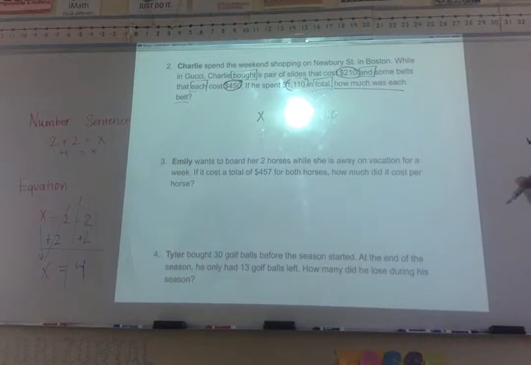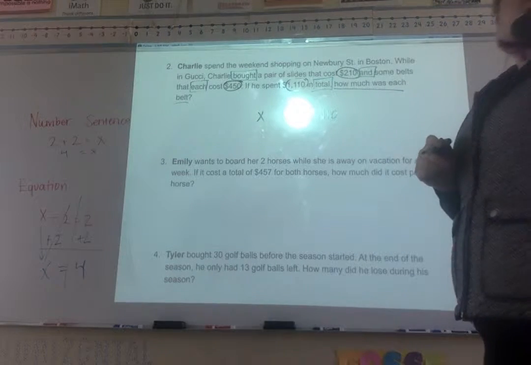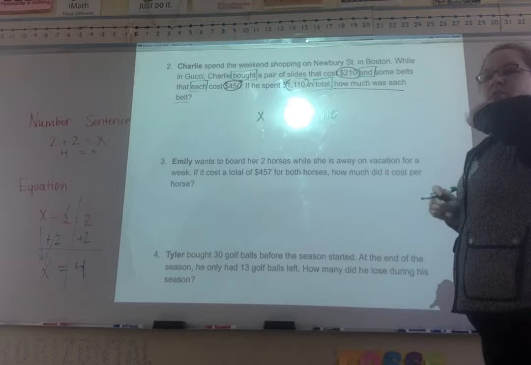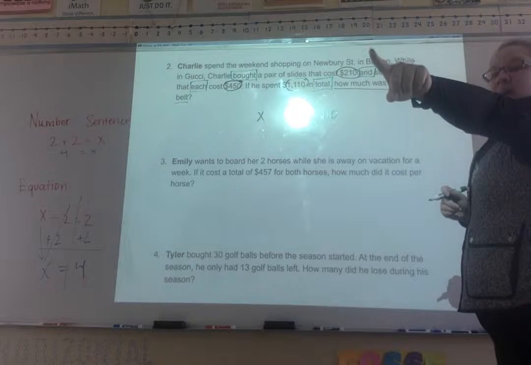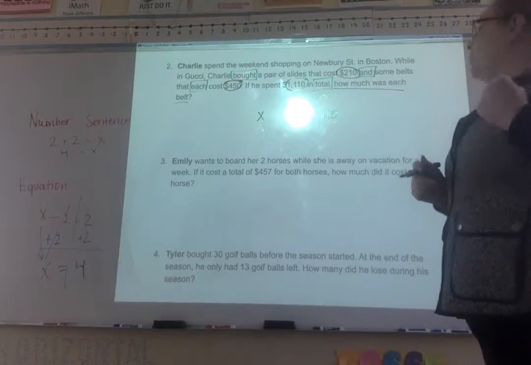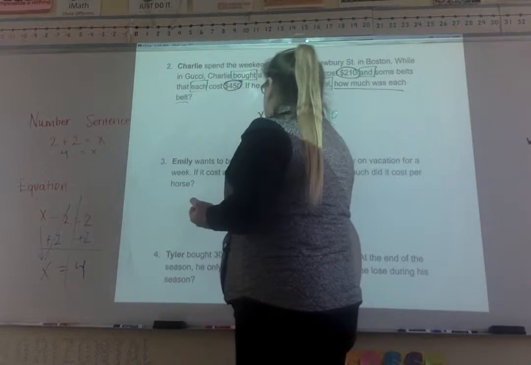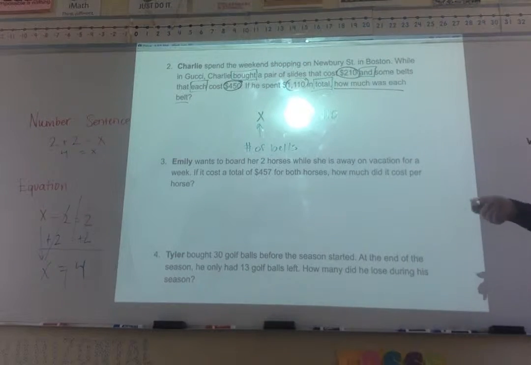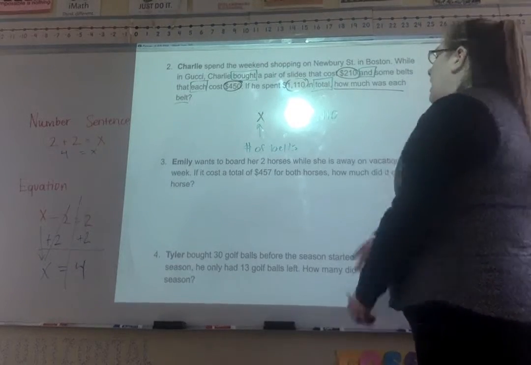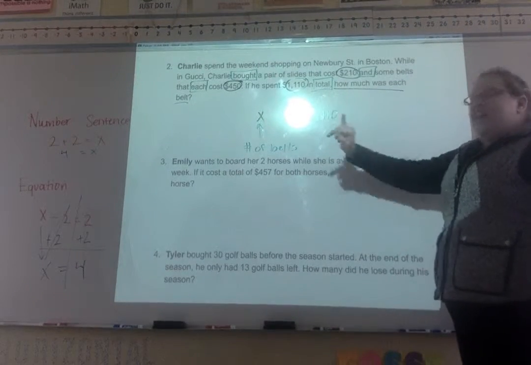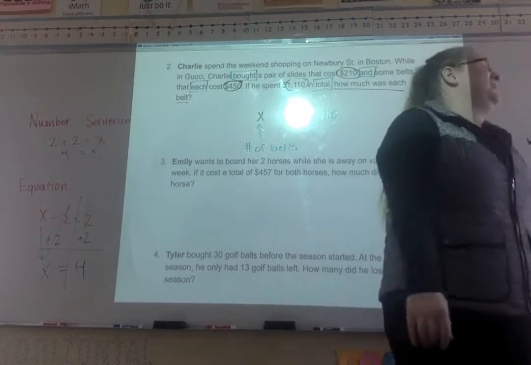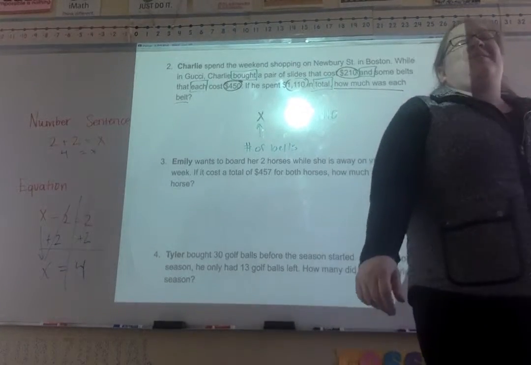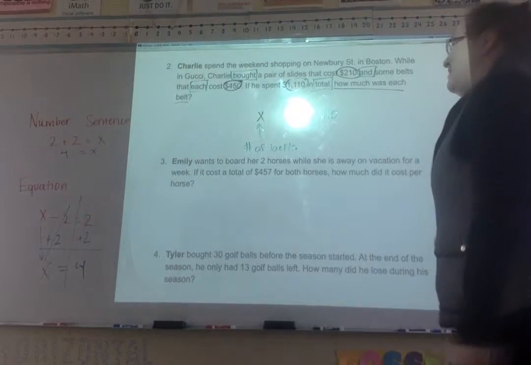What does X represent again? Number of belts, okay? So this is number of belts. If you are not writing this down right now, can you please do that? So something's got to be happening to X for it to equal 1,110 bucks. There we go.